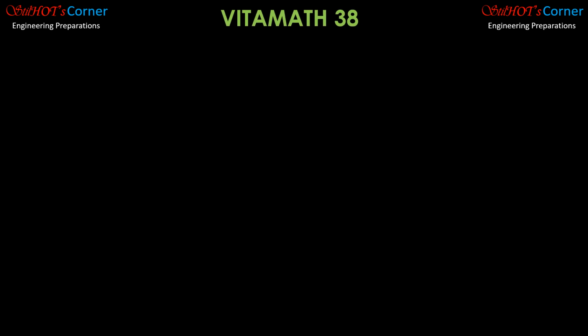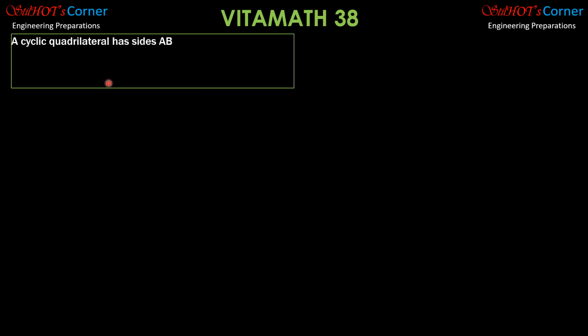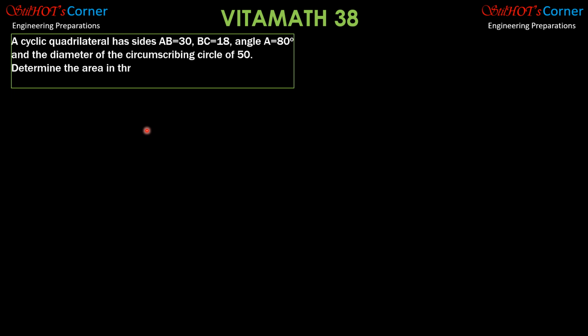So here is Vitamath 38, still on cyclic quadrilateral, so that you will be able to master the information, formulas, and properties of cyclic quadrilateral. A cyclic quadrilateral has sides AB 30, BC 18 units, angle A 80 degrees, and the diameter of the circumscribing circle of 50 units. Determine the area in three methods. Also determine the perimeter of the cyclic quadrilateral.